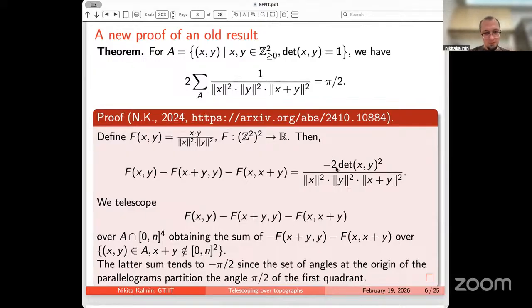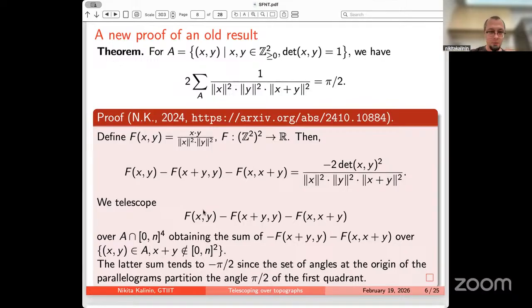But here you need to be a bit more accurate, because, well, how do you do this kind of telescoping? You take a big square, right? For example, a square with side n, and then you take a sum of this expression for all pairs of vectors of determinant 1, which are inside this square, and then you look at the terms at the boundary, right? Because all intermediate terms disappear, and these terms, they don't disappear. You need to estimate them. And actually, you can show that the sum of these boundary terms tends to minus pi over 2. And so this explains pi over 2 here.